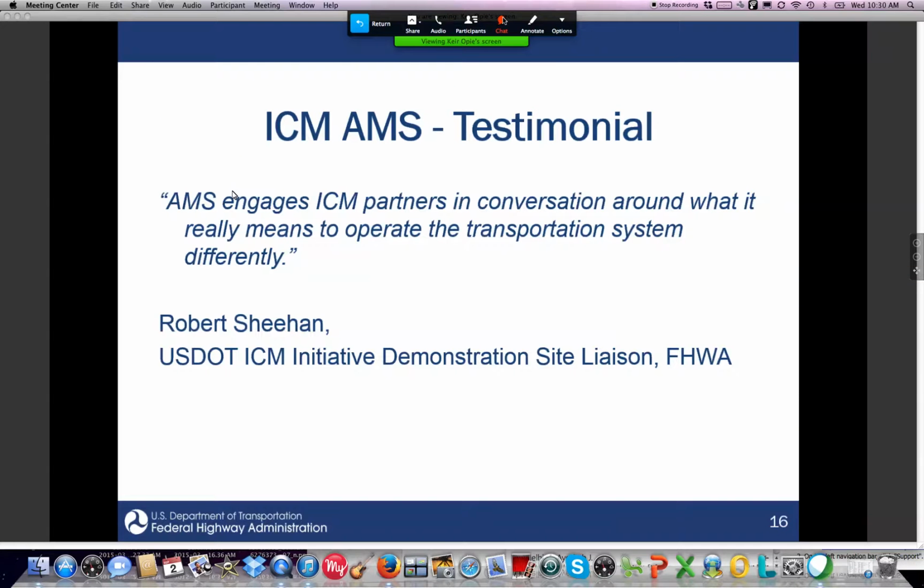Just a little quote there from Bob Sheehan. AMS engages ICM partners in conversation around what it really means to operate the transportation system differently. I think this is really one of the findings that we have coming out of the Pioneer site deployments, is that people would get around the table and they would talk about ICM strategies, but until you actually see some of the results falling out, it really starts to drive home some of those connections.